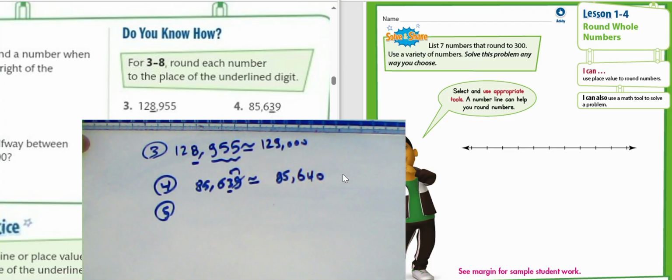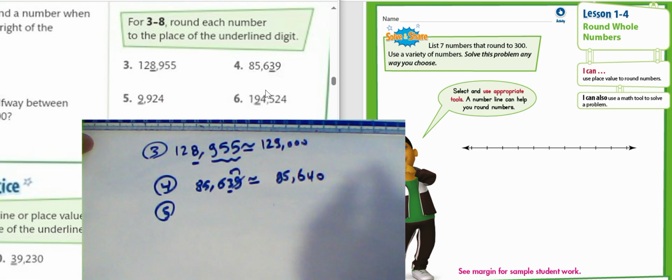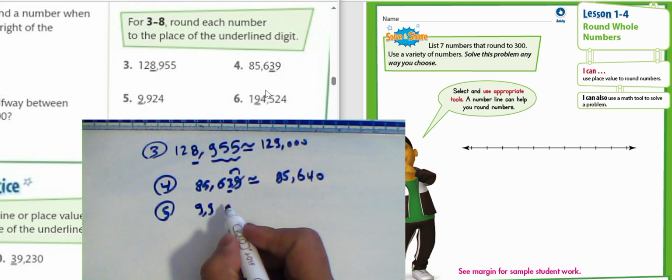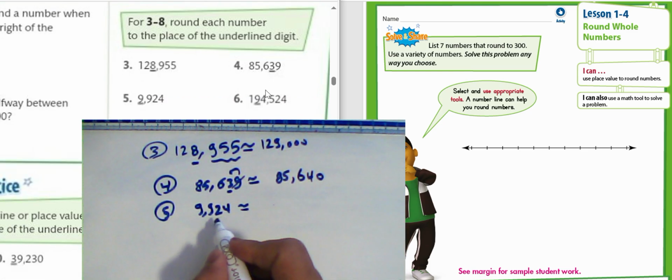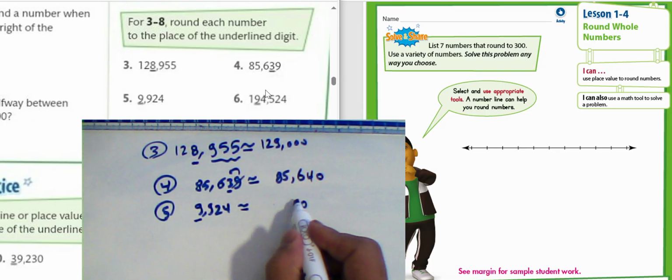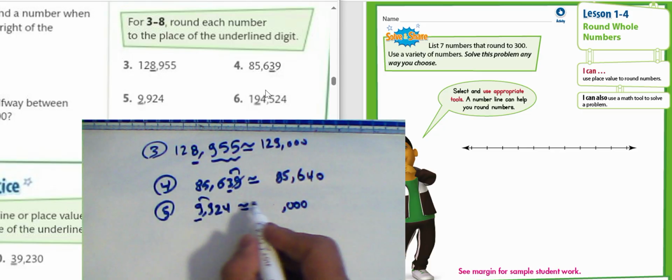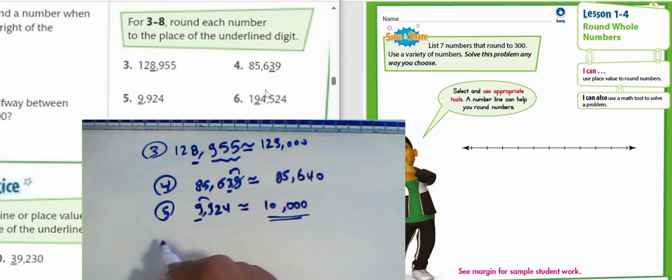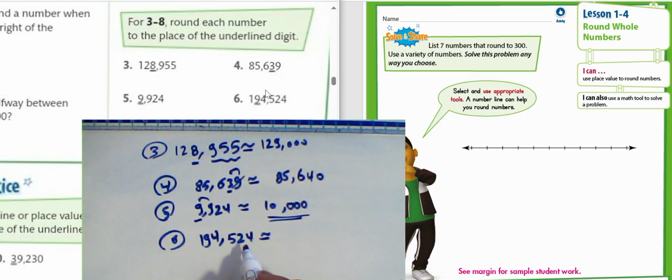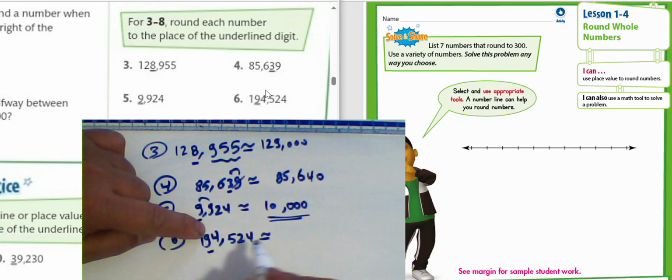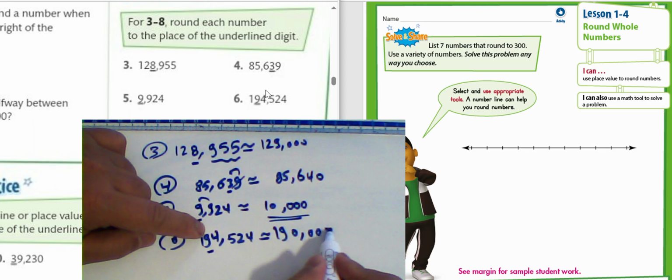Question number 5. 9,924. We can approximate this number to the nearest thousand. Write 3 zeros, and 9 can give 1 to the left-hand side. 9 will be 10. The result will be 10,000. Question number 6. 184,524. We can approximate this number to the nearest 10,000. 4 can't give 1 to the left-hand side. Then we write 1, 8, 0 and 3 zeros here.